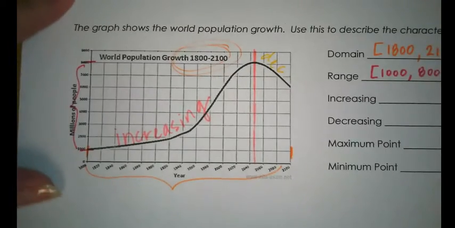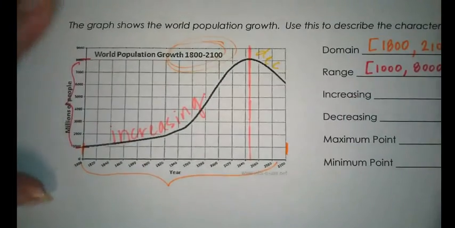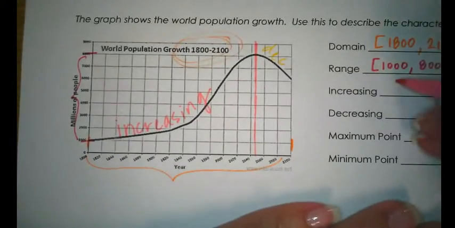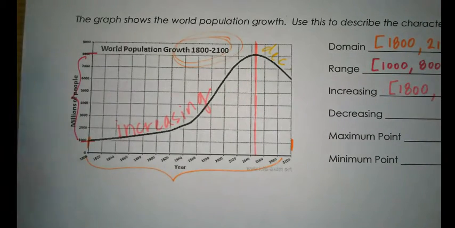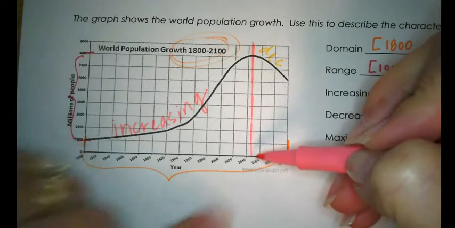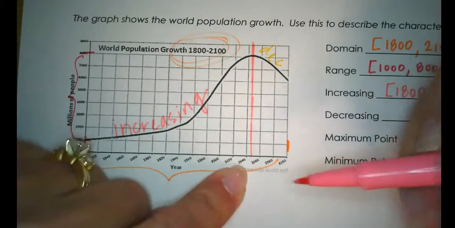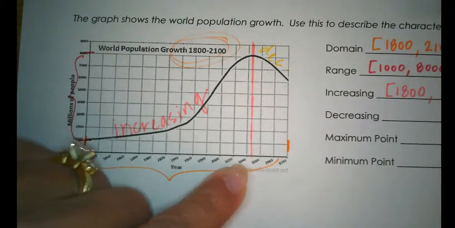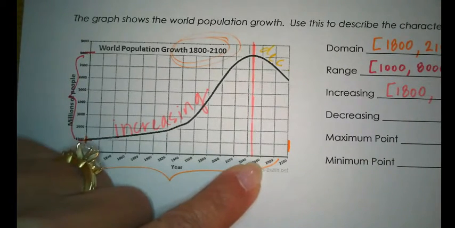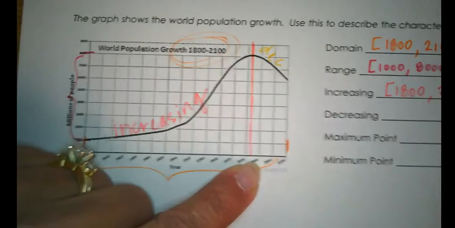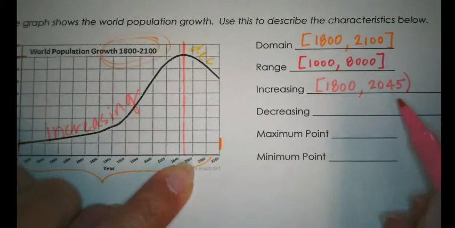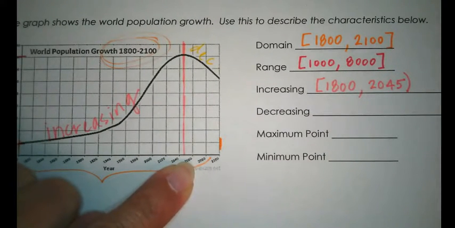decreasing. So when we go over to the increasing, starting in 1800, which is our starting point, that gets a bracket, and continuing through, well, this looks like 2000, this looks like 2020, this looks like 2040, so it looks like it's going up by 20s. So I might say the year 2045 maybe, but the population didn't stop growing at that point, so we don't have a stop sign there.